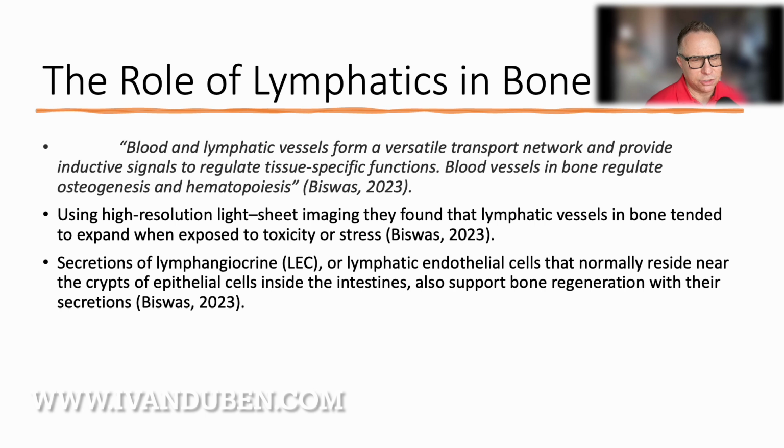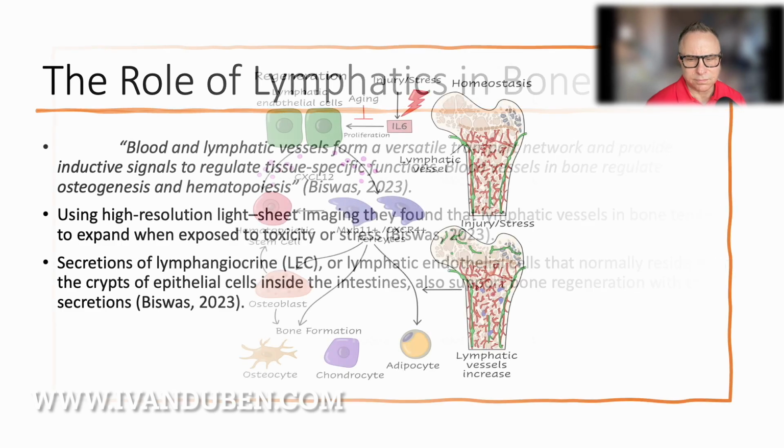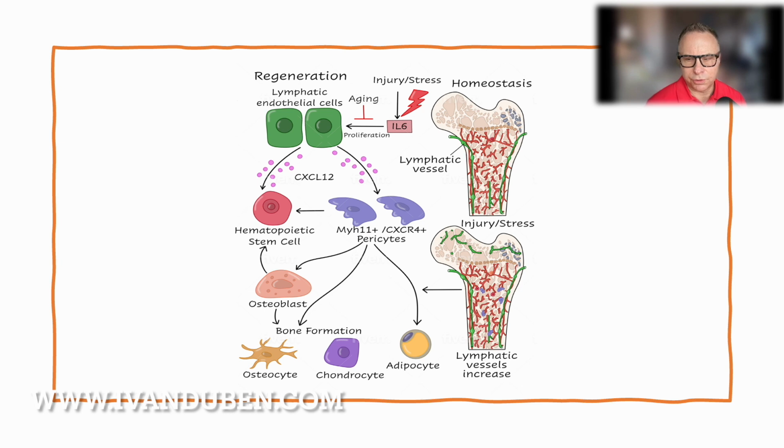Secretions of lymphangiocrine, or lymphatic endothelial cells that normally reside near the crypts of epithelial cells inside the intestines, also support bone regeneration with their secretions. This image supports recent findings that during injury there's an increased number of lymphatic vessels present within bone to support the self-healing process. At any level of the lymphovascular terrain, there's a possibility of degenerative processes and cellular death.